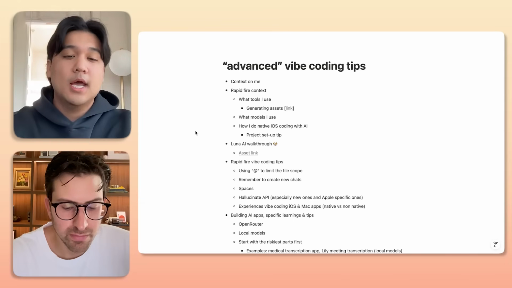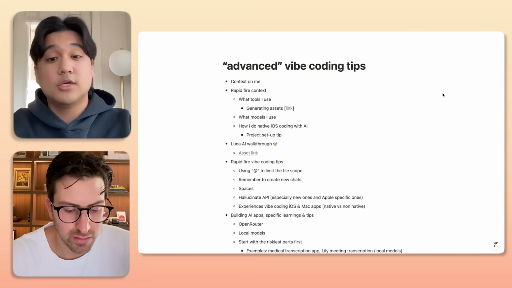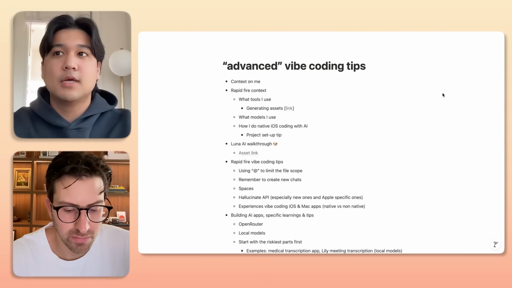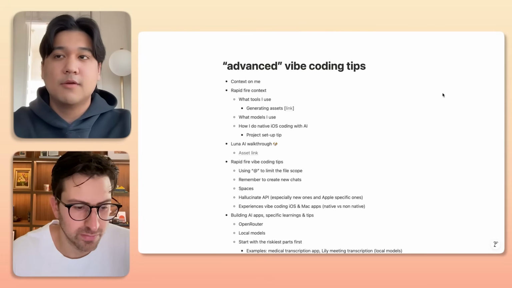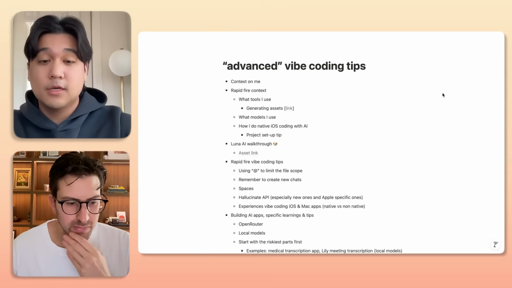So that's some context. Some rapid fire context on just the tools I use, everything. So I'm primarily using Cursor. I've tried literally everything. I think I've been using AI for coding for about 2 years now. I somehow got my hands on the first version of GitHub Copilot when it first came out.